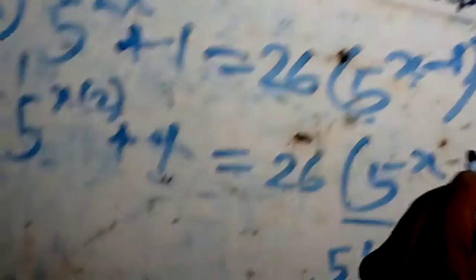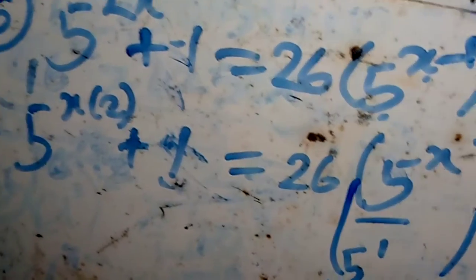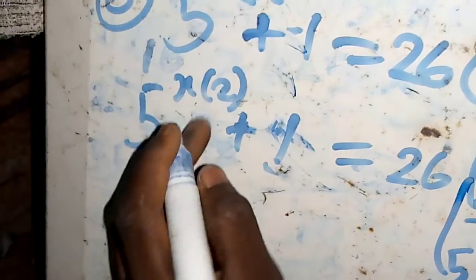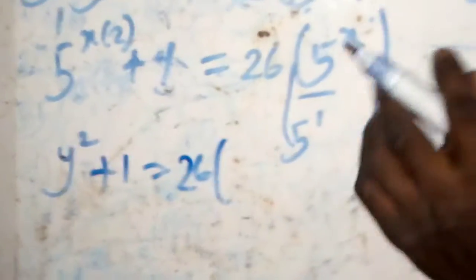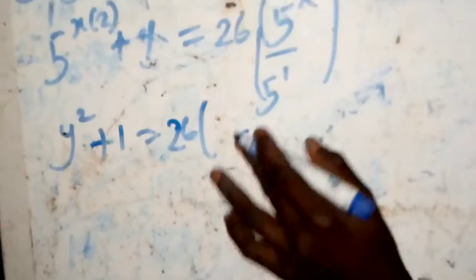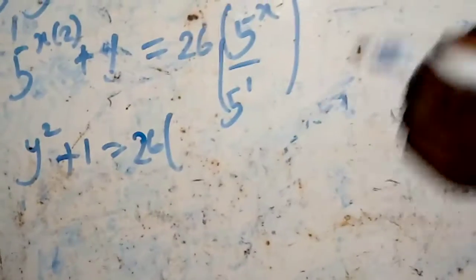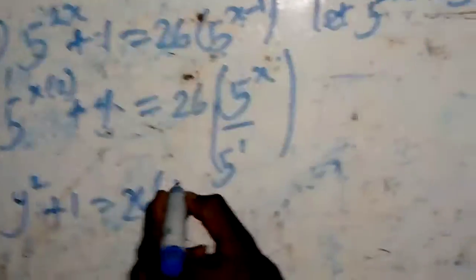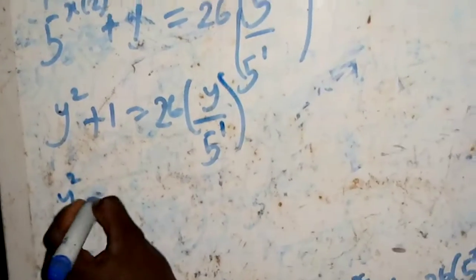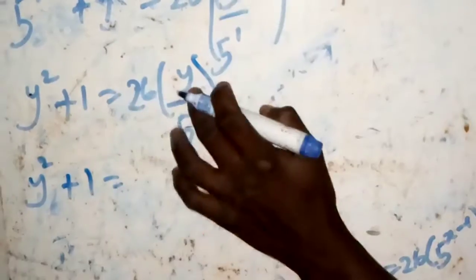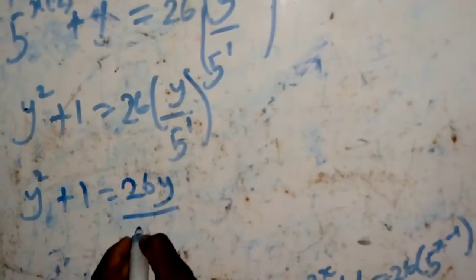So let's solve that further. Put it in that form. It will now be 5 raised to the power x, which we've assumed to be y, that's y, then put your square on it, then plus 1 equals 26. Since we've assumed that 5 raised to the power x equals y, you just put your y up here over 5 raised to the power 1. So y square plus 1 equals 26 times y, that's 26y divided by 5 raised to the power 1.